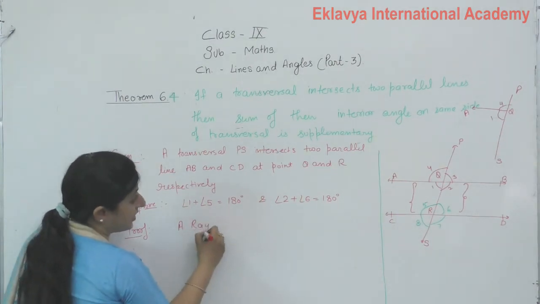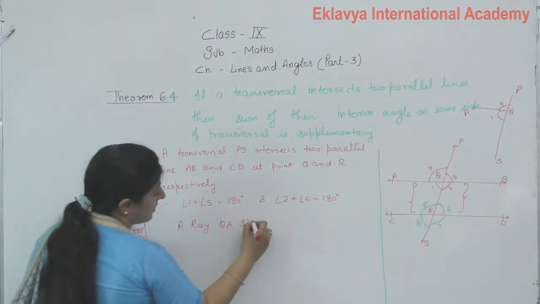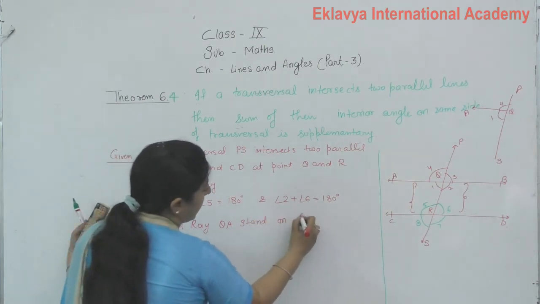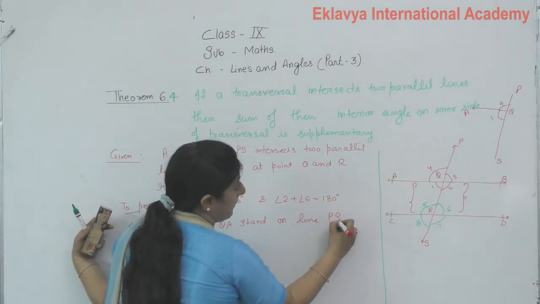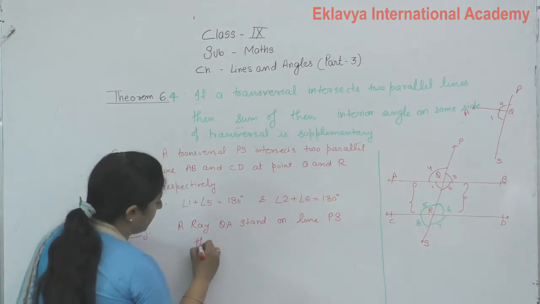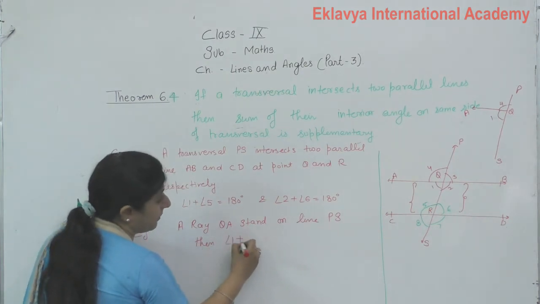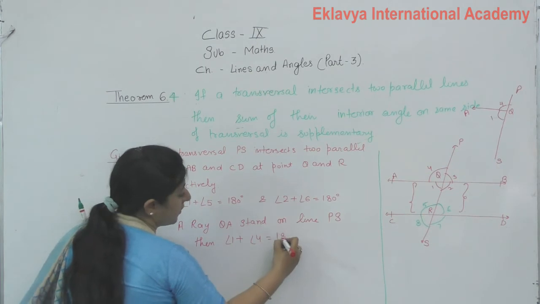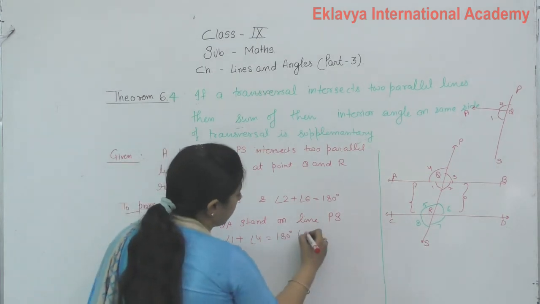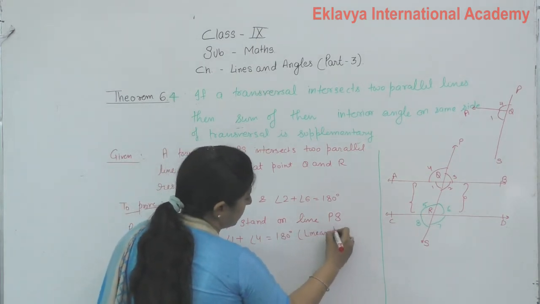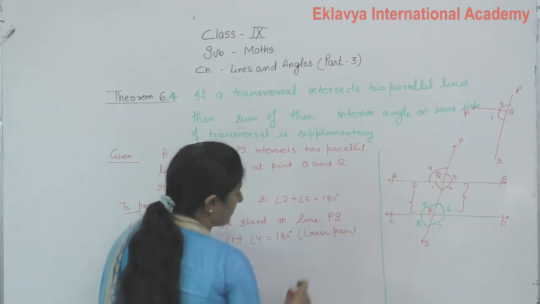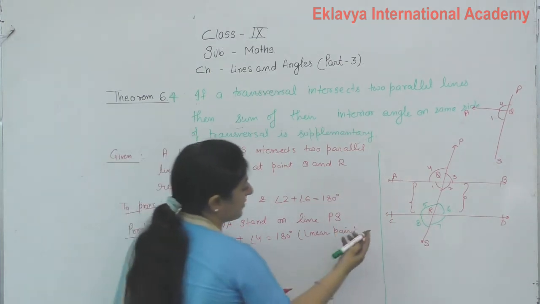Ray QA stands on line PS, then angle 1 plus angle 4 is equal to 180 degrees, that is a linear pair. Equation first.